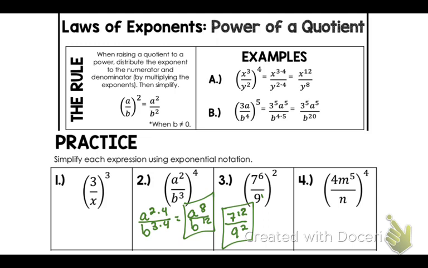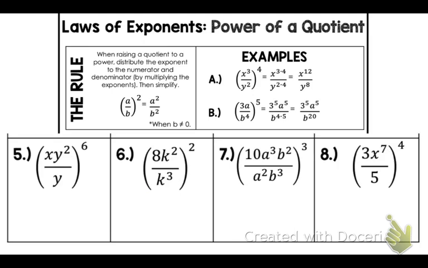Let's go ahead and go over the next examples. For this one, I'm going to do number 6. Now, for number 6, we have 8 times k squared. Remember, when there's stuff being multiplied, you have to do the power to a power rule. But in this case, we have a power to a product rule because we're also multiplying. So we're left with 8 to the first power times 2, k to the second power times 2. So I'm going to be left with 8 to the second power and k to the fourth power. At the bottom, I'm going to be left with k to the sixth power.